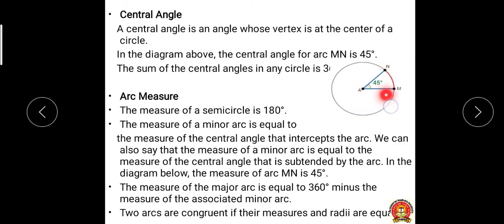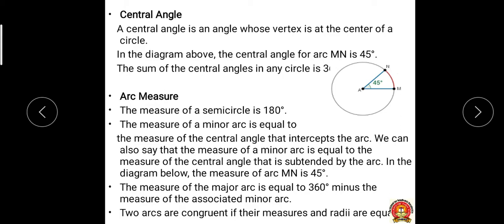So angle NAM is 45 degrees. The sum of the central angles in any circle is 360 degrees. How to measure the arc? The arc of a semicircle: when you draw the diameter of a circle, it divides the circle into equal parts, and those equal parts are called semicircles. The measurement of a semicircle is 180 degrees.